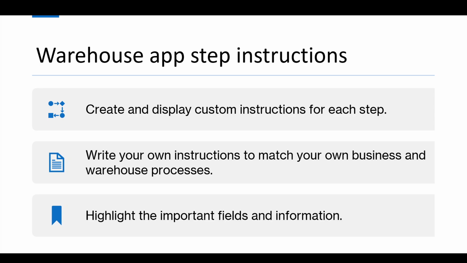So with this feature, you can create and display custom instructions to the end users. You can write these instructions in a way that matches the business terminologies used in the organization. Eventually, you can speed up the process, increase user productivity, and get the workers' attention and focus on the most important fields and steps during the flow. Now it's application time. Let's move to the application and see how the feature really works.